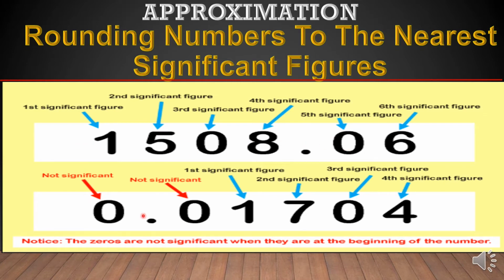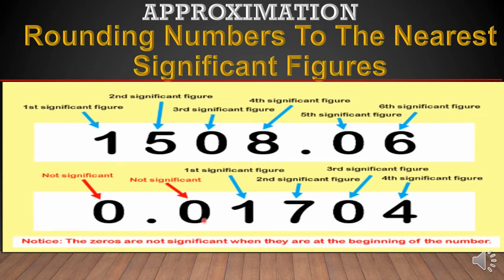They are both coming after non-zero digits. But for the second number, the 0 and 0 here are not significant. Why? Because they are not coming after any non-zero digit. The first non-zero digit in this number is 1, which is our first significant figure. The second is 7, the third is 0. Why is this 0 significant and these not? It's because this 0 is coming after non-zero digits, but these ones are not.